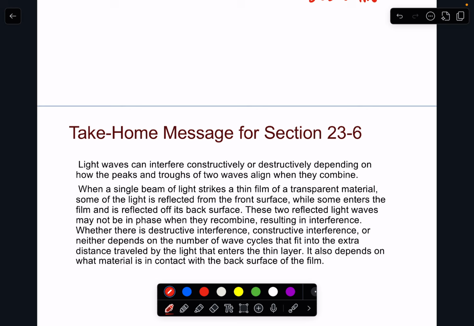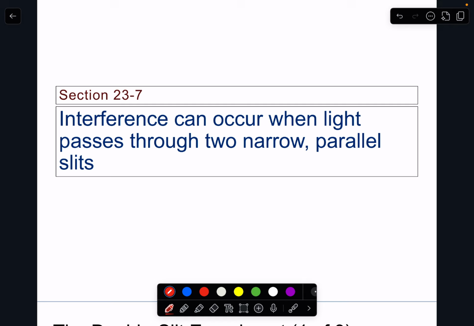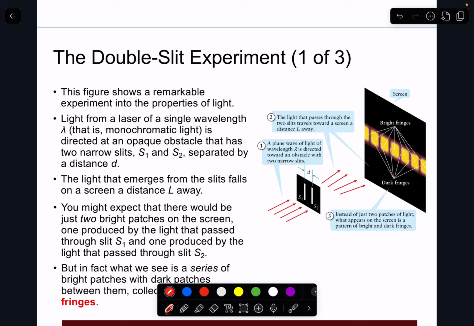So we can also get interference when we shine light through two narrow parallel slits. This is called the double slit diffraction experiment. It's pretty interesting. The double slit experiment is a pivotal experiment in optics, and we're going to send in light of a single wavelength, so that has one lambda. It's not white light that has a whole bunch of wavelengths. We're going to send it through two narrow slits.